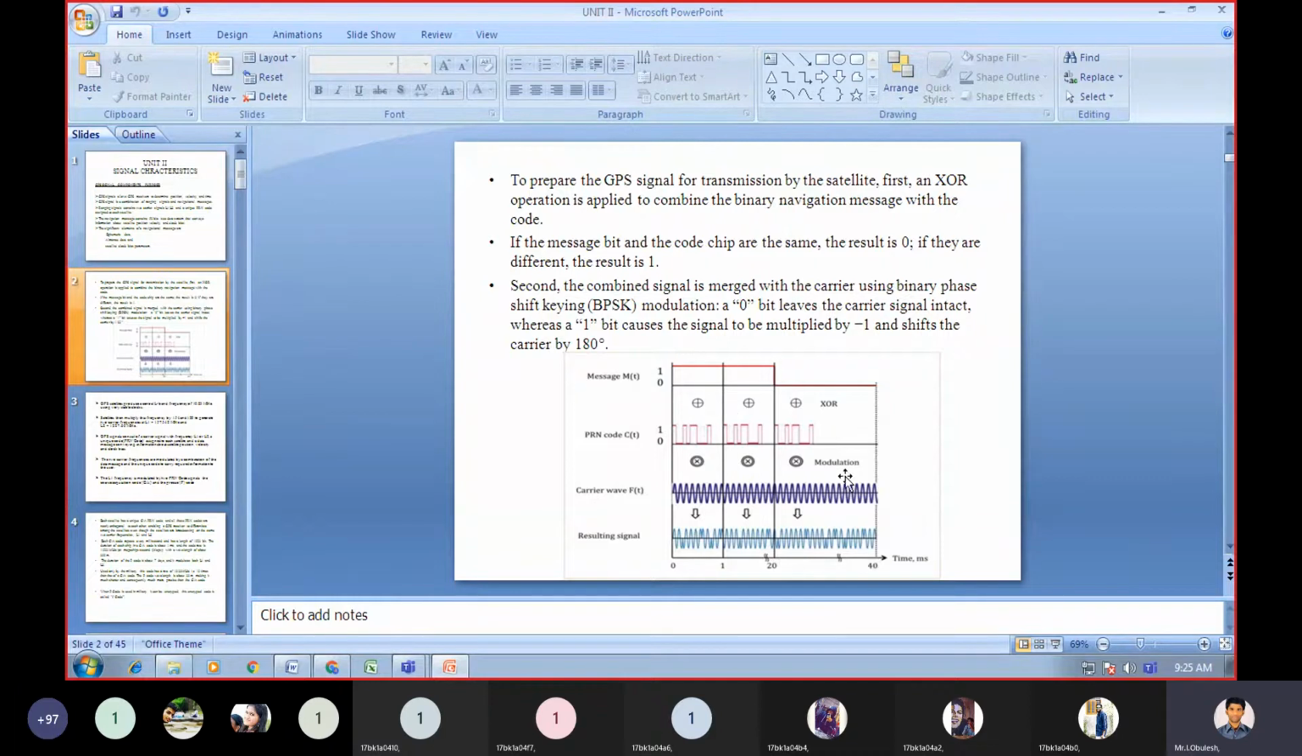This diagram shows that. This is the message bit M(t), this is the pseudo random code C(t), and this is the carrier signal F(t).